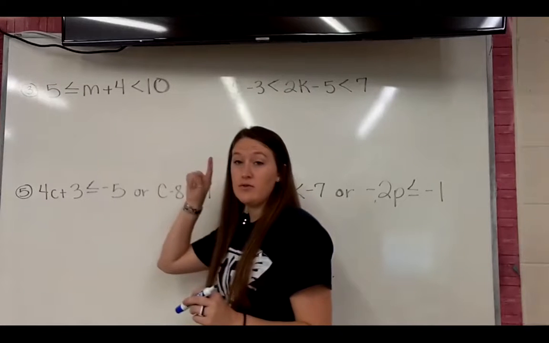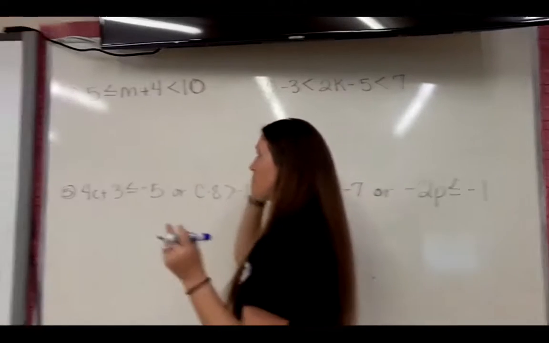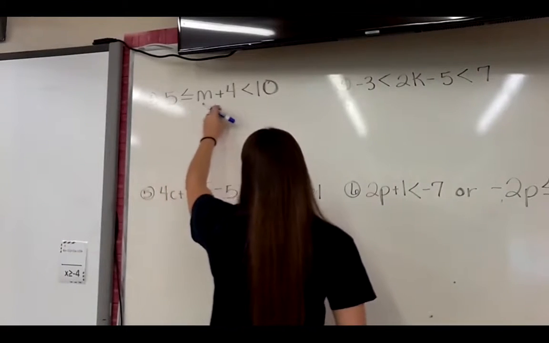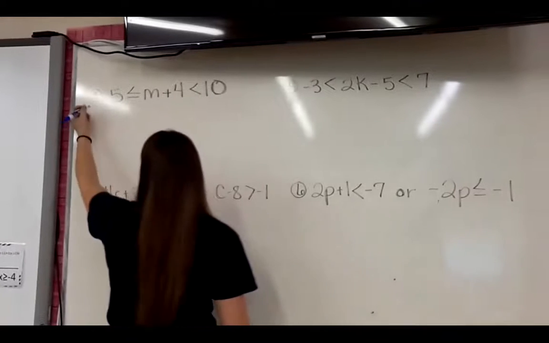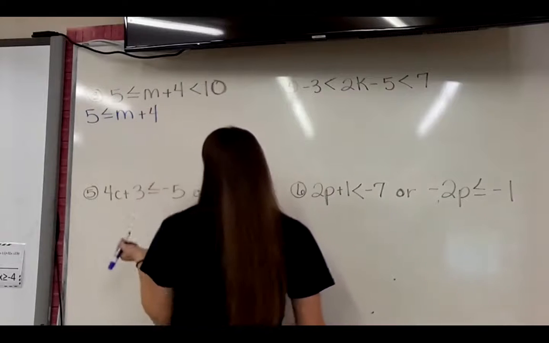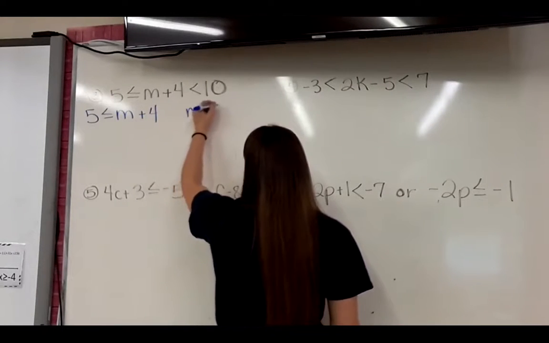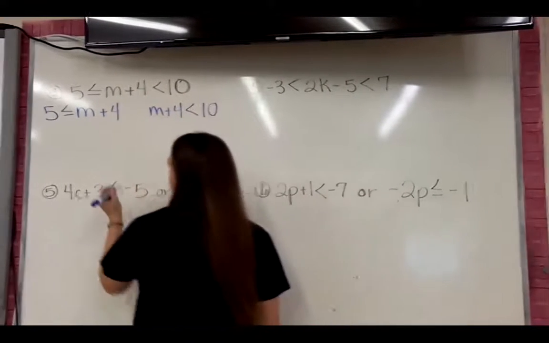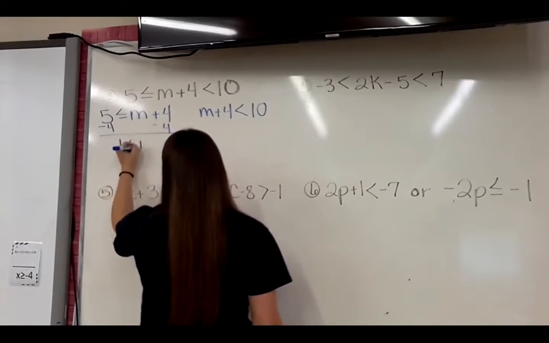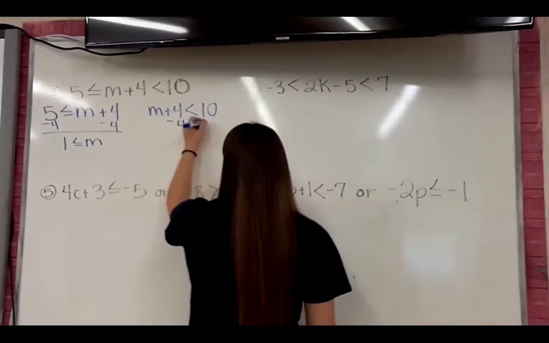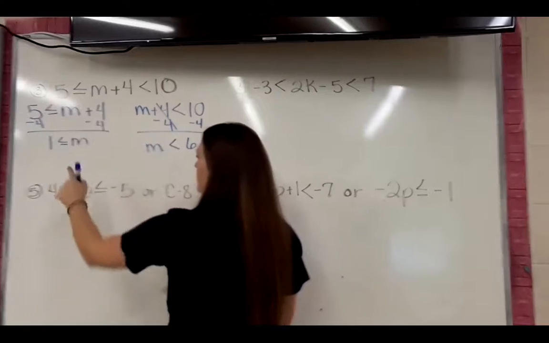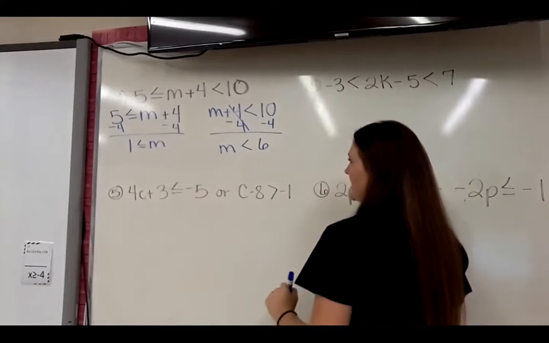Okay, on 3 and 4, those are compound inequalities, so that would be our and ones. So on number 3, we have 5 is less than or equal to m plus 4 is less than 10. So we're going to split it into two inequalities. We have 5 is less than or equal to m plus 4. Then we have m plus 4 is less than 10. And we solve these inequalities. We get 1 is less than or equal to m is less than 6.